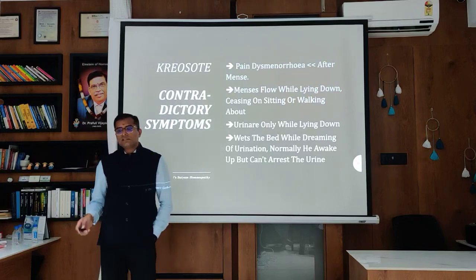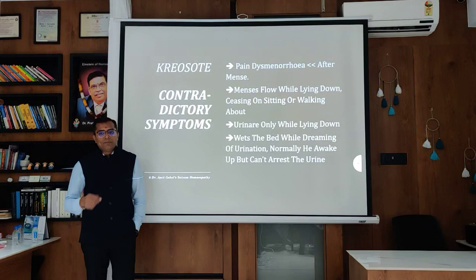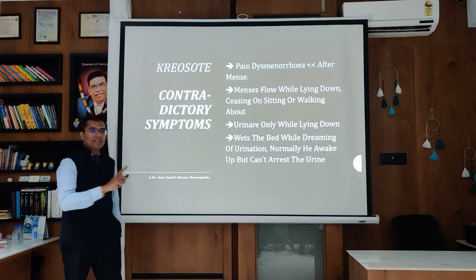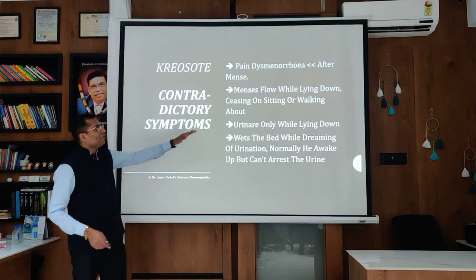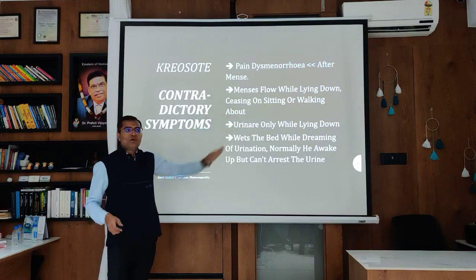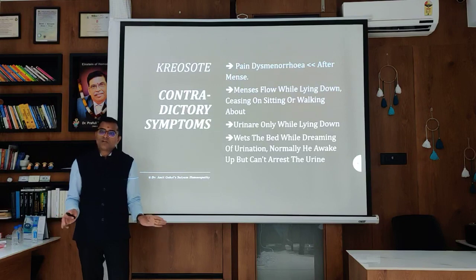What are the contradictory symptoms of creosote? Like ignatia, the pain, dysmenorrhea, aggravates after menses. Dysmenorrhea happens before menses, but it always aggravates after menses. The flow is when lying down. So there is no law of gravity here. Flow when lying down, when standing and walking, the flow stops. This is contradictory like ignatia.